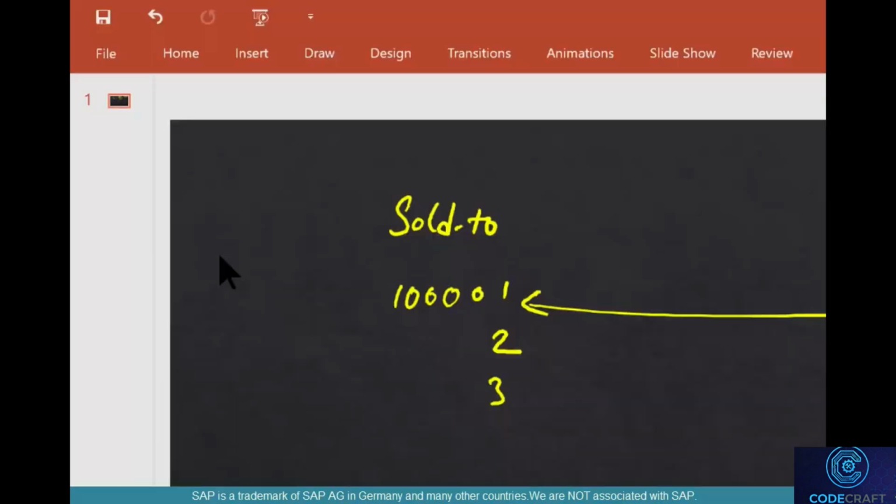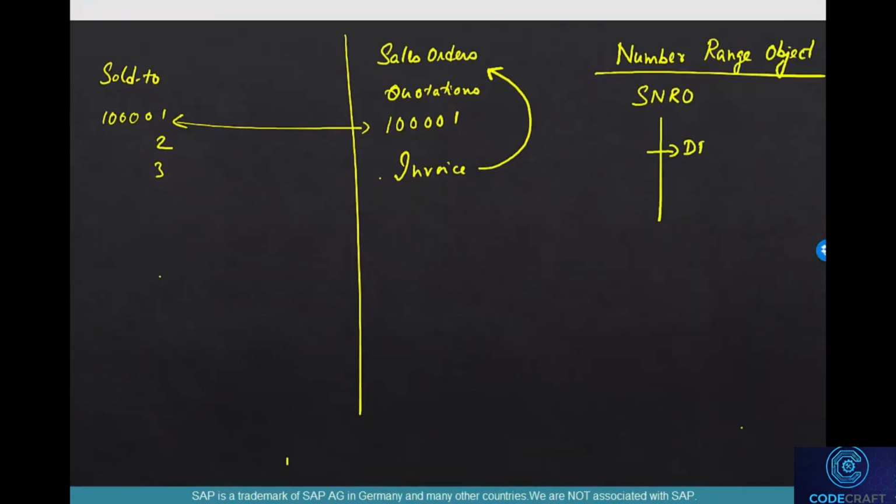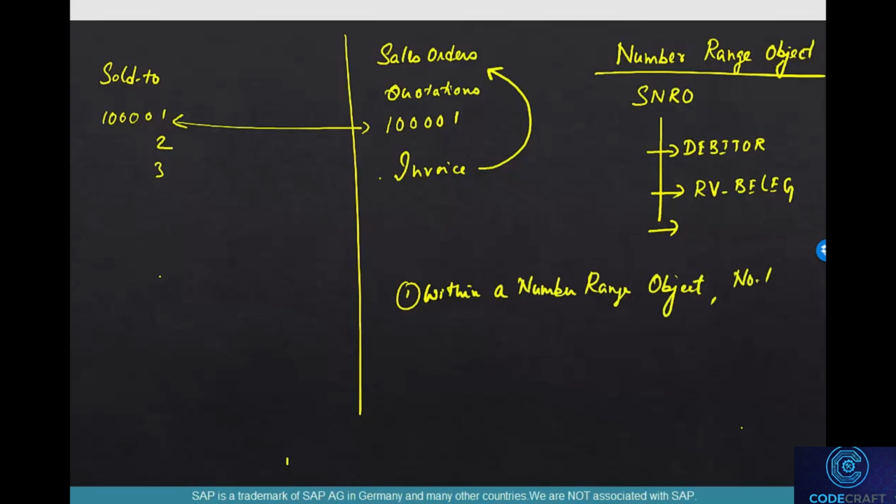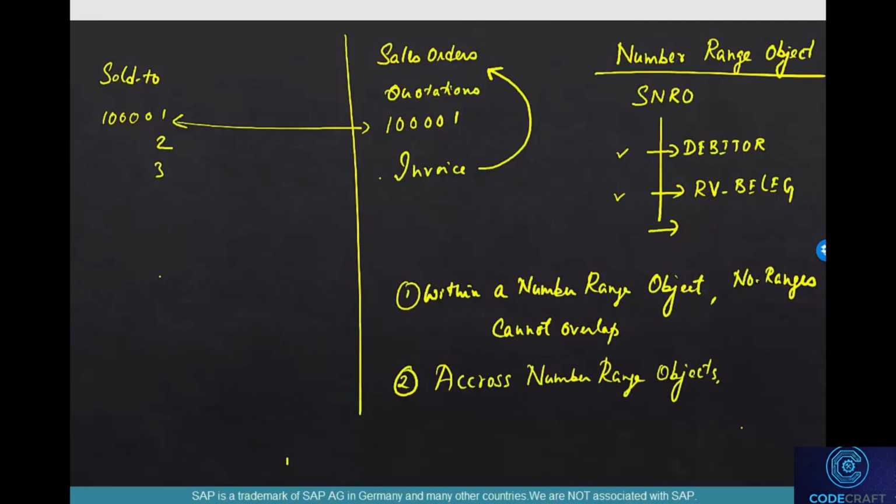So we have seen two examples. One is DEBITOR, the number range object for customer master. And for sales documents, I think it's RV_BELEG. For different kinds of documents, there are different number range objects. So within a number range object, number ranges cannot overlap. But you can have the same number range in DEBITOR and the same number range in sales documents, meaning across number range objects, number ranges can overlap.